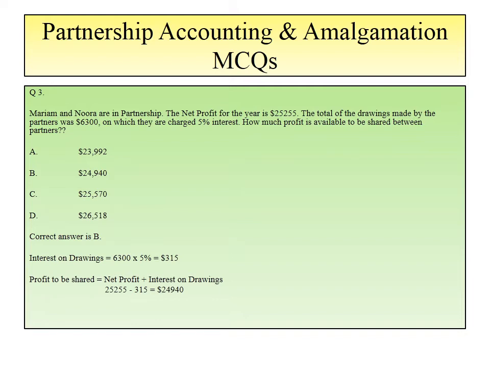Interest on drawings: the total drawings amount is 6,300 और इस पे 5% बनता है $315. So this amount has to be deducted from the net profit the company has earned, and net profit earned by the company is 25,255. And if we minus the interest on drawings from the net profit, we get an amount of 24,940, and the correct answer according to that is B. This is the correct answer.